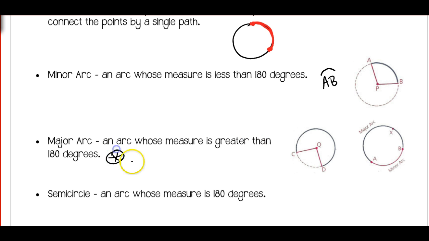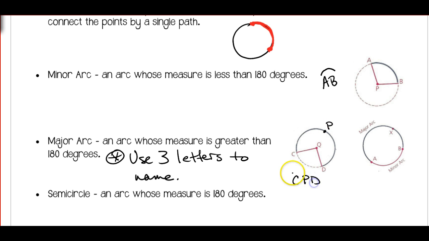And make sure that you use 3 letters to name it. Okay? Otherwise you're not going to know what part of the circle you want. So for example, over here, this dotted arc here is a minor arc CD, but if I want to talk about the major arc, the solid part, I'm going to have to add another point here. I'm going to call it P. So then I would talk about the major arc CPD. Okay, so this is one of those rare cases where we actually have to use 3 letters.